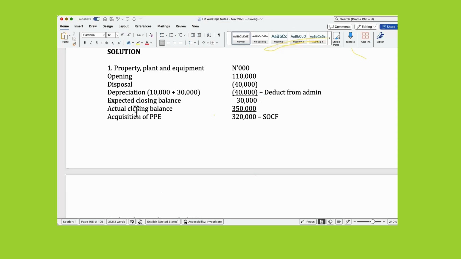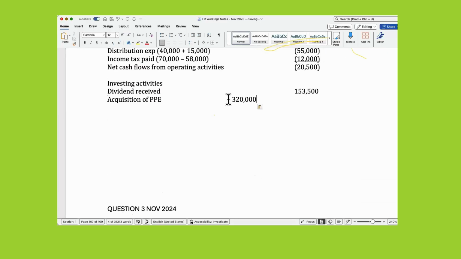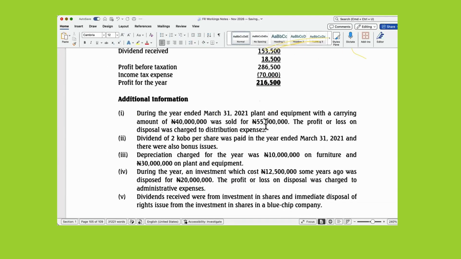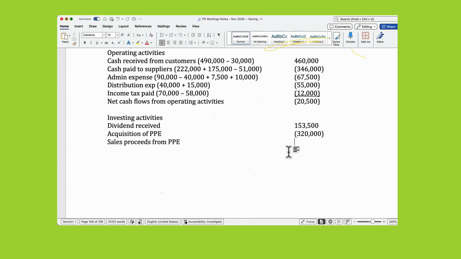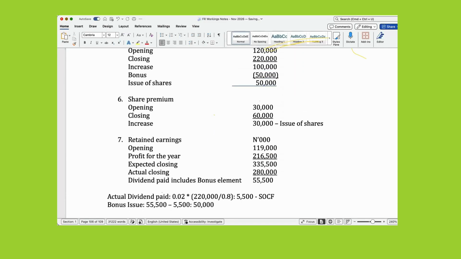Then my PPE, I already did the workings. I know there was an acquisition of PPE here of 320,000, which should be an outflow. And I also know that there are sales proceeds from sales of PPE, which in the question was 55,000 in note 1, because they sold for 55,000, an inflow. And that's all for PPE.